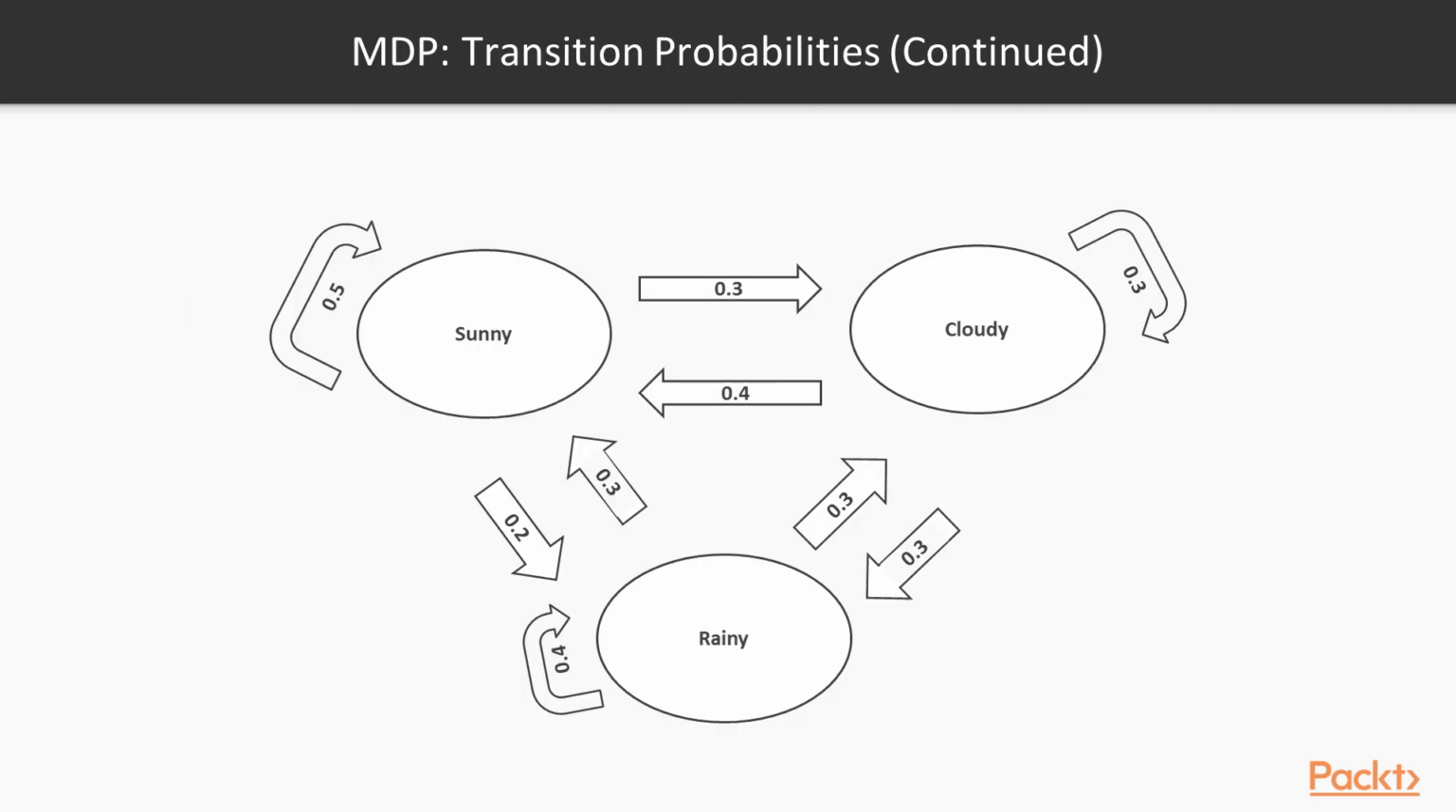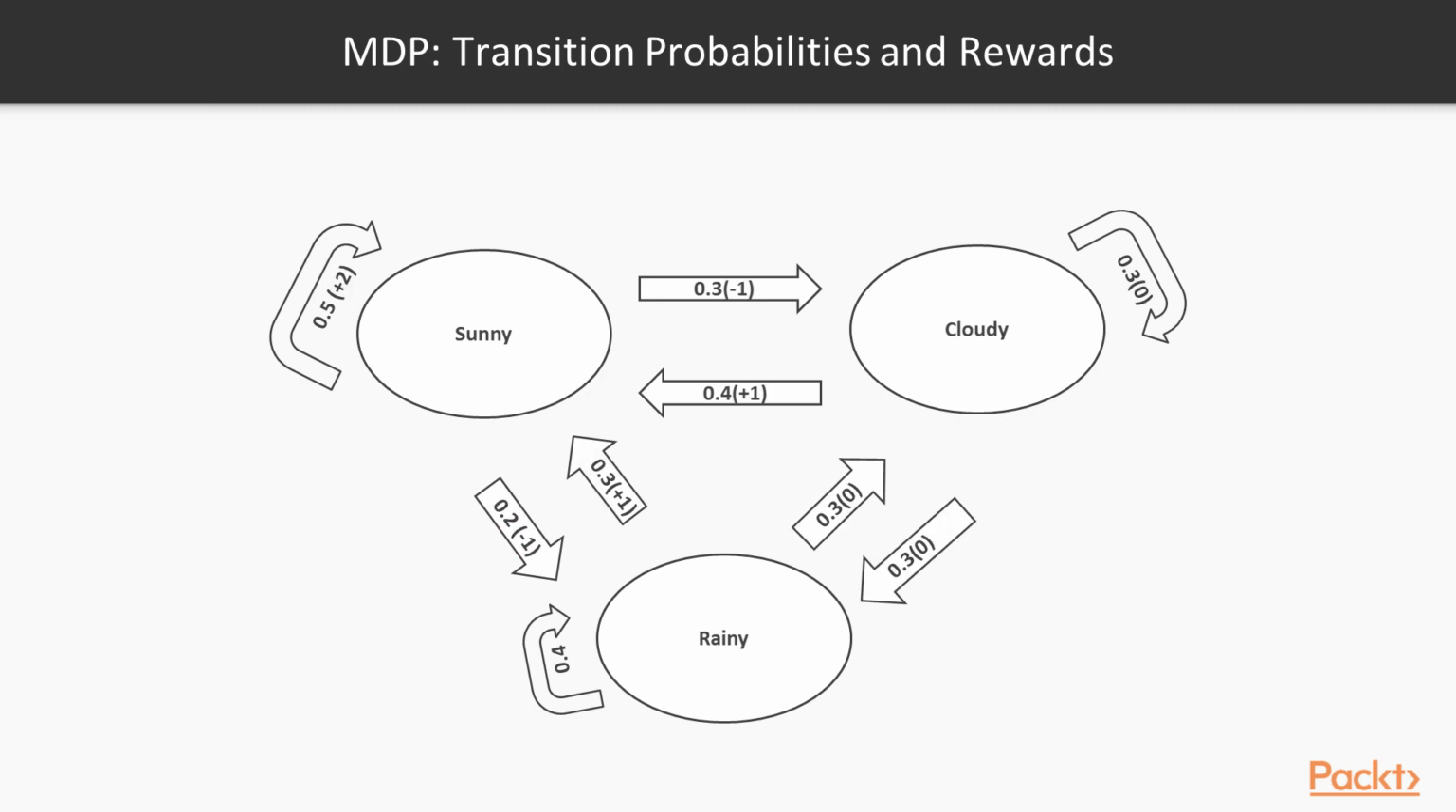Here's a simple example of the transition probabilities in a Markov process. There are 3 states: sunny, cloudy, and rainy. The arrows represent the allowed transitions, and the numbers the transition probabilities. For example, there is a 0.5 chance for a sunny day to remain a sunny day, a 0.3 chance for a sunny day to become a cloudy day, and a 0.2 chance for a sunny day to become a rainy day. Next, we'll add the rewards to the MDP. This is the same example, except rewards are included in the parentheses. For example, if you go from cloudy to rainy, the reward is 0. If you go from sunny to cloudy, the reward is -1.